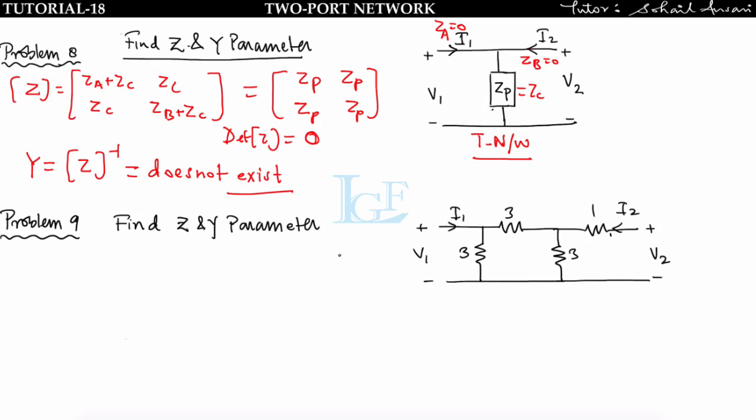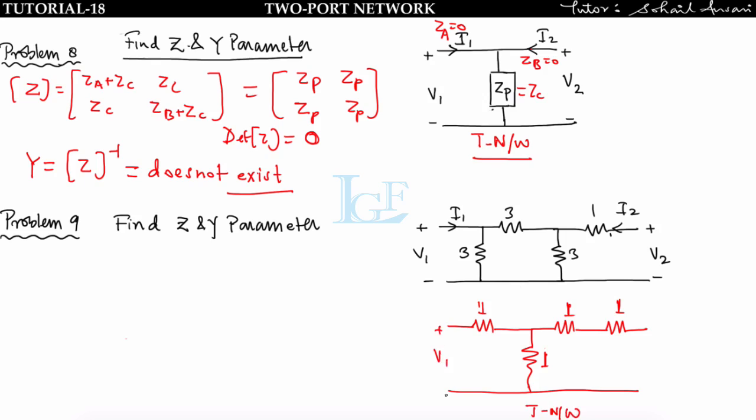Now let us see problem number 9. This is delta connected and we have to find the Z and Y parameters. So first convert this delta into a star. So you will get the circuit like this, having 1 ohm, and after converting from delta to star, the value I will get is 1, 1, 1. So overall this will be like a T network, right? And for a T network we know how to find the Z parameter. We can write this whole as a 2, right, because these two are connected in series.